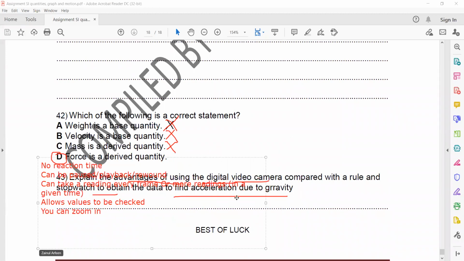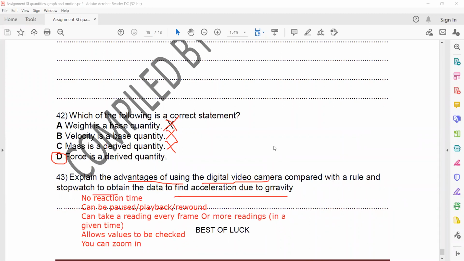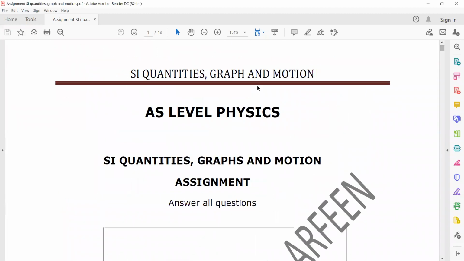So these are some. So no reaction time, can be paused and played back, and can take a reading from every frame, or more readings are available in a given time. It allows values to be checked, and you can zoom in as well. So these are the topic-wise questions from Unit 1, SI quantities, graphs, and motion.